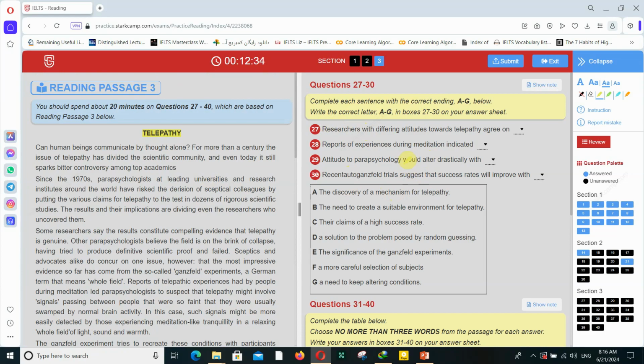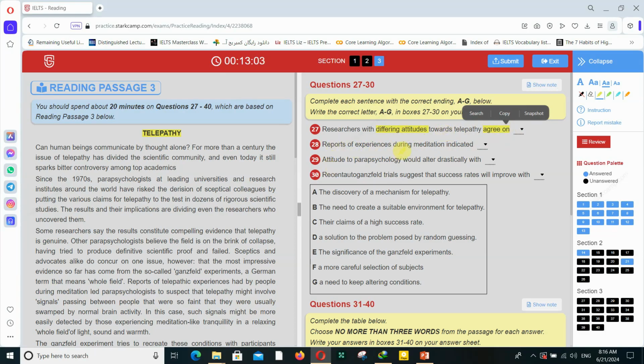Just find the keywords in the questions, and then I'm going to the passage and read it all to find the answers. Researchers with different attitudes towards telepathy agree on what? Here, different attitudes is important vocabulary, and agree on something. Maybe for agree on they use other words, for example, concur on something.